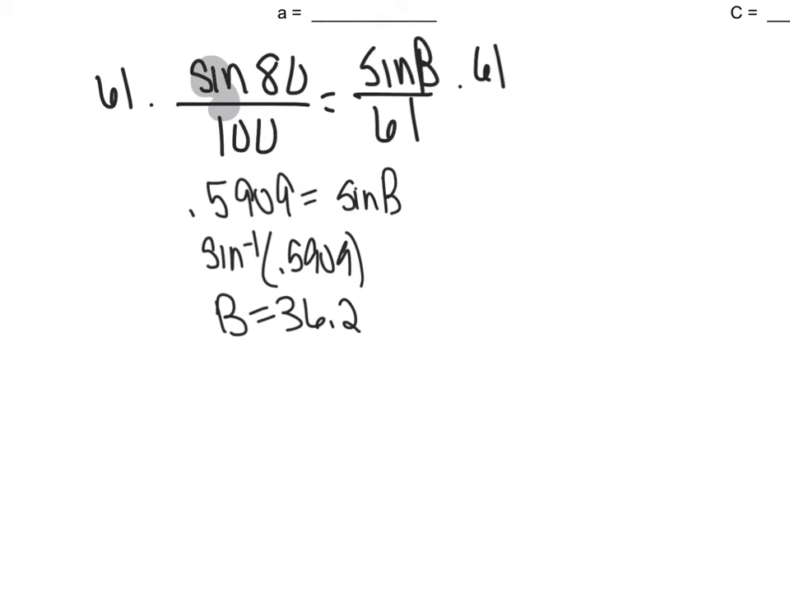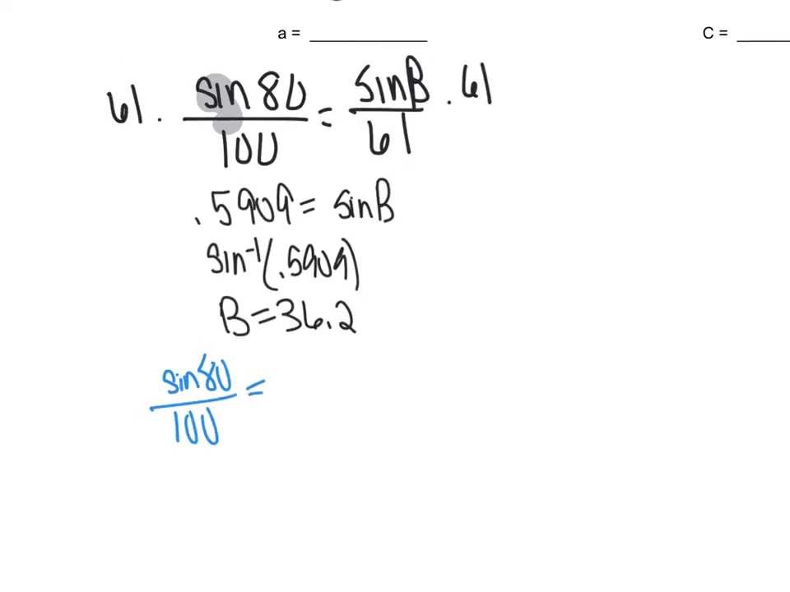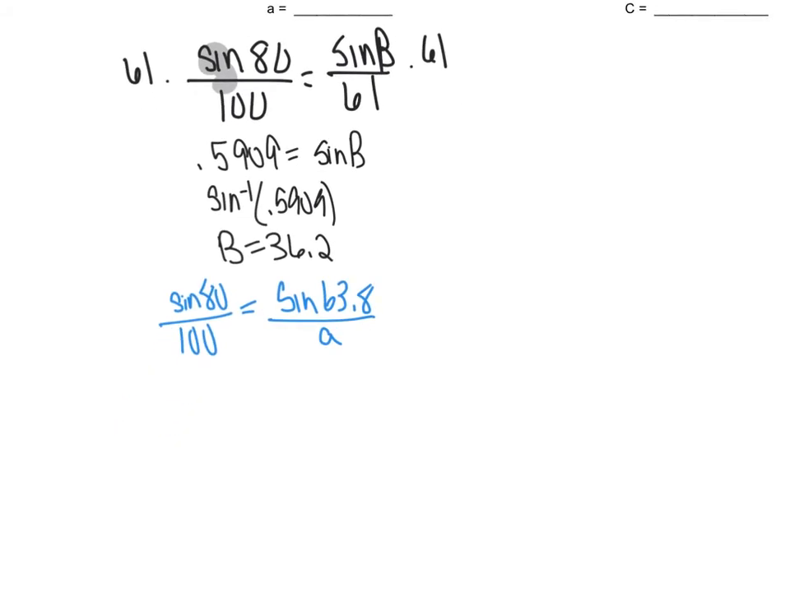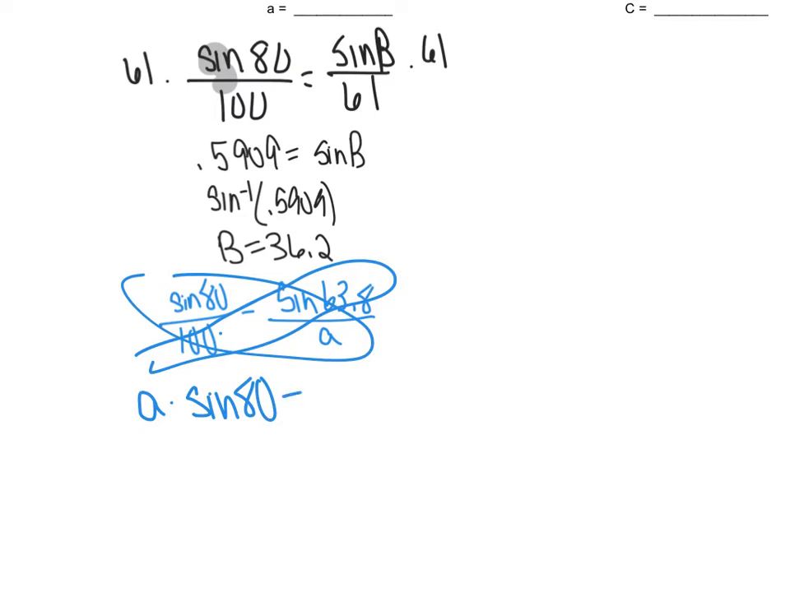So let's go ahead and use that side and angle that we knew from the very beginning. We know that the sine of 80 over 100, those are nice easy round numbers to use, equals, well, we're finding A. So the sine of 63.8 over A. All right, so then we just do a little bit of algebra here. I'm going to cross multiply. That's how I like to think about it. So I'd have A times the sine of 80 equals 100 times the sine of 63.8. Well, I don't want A times the sine of 80, so I need to divide out the sine of 80.